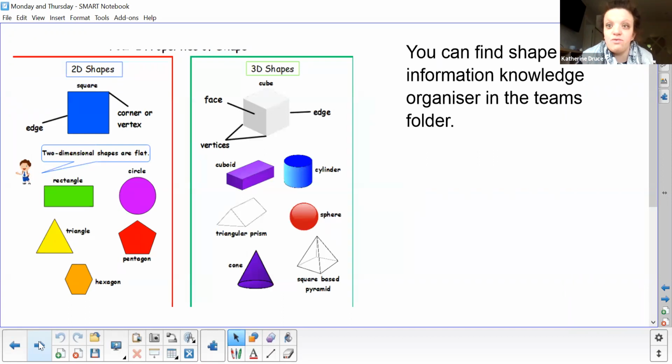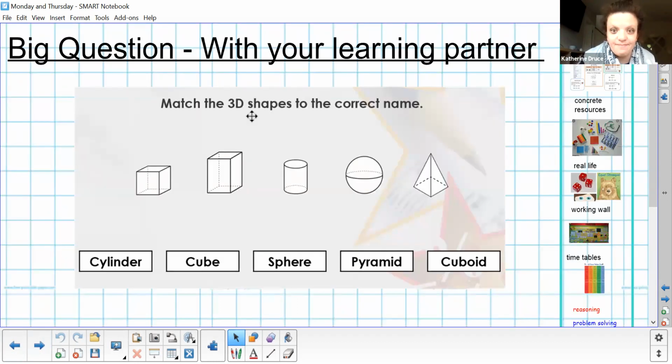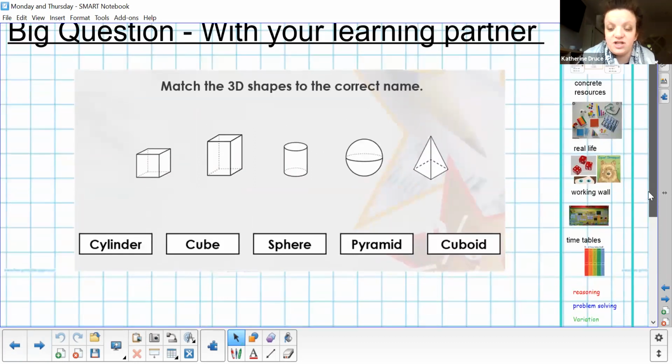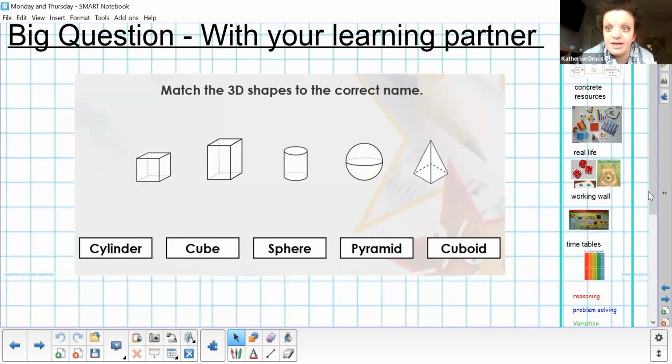If you need to, the shape information is in the folder in the organiser, which will help you remember the names of the shapes as you work out their faces today. As you can see on here, the face is pointing to this part, which is exactly what we talked about, one of those areas around the shape. Here are some 3D shapes, and underneath are their names. I would like you to have a go at matching the 3D shape to its correct name. Pause the screen and have a go.